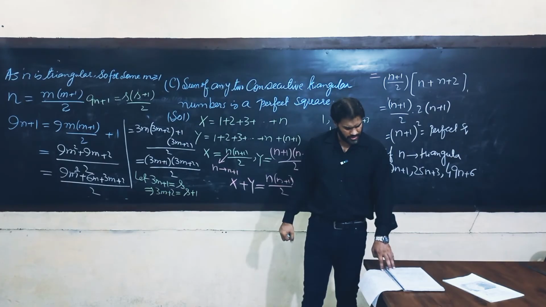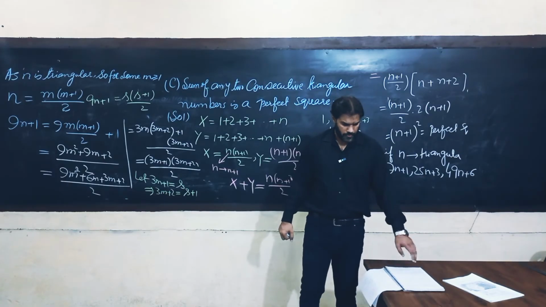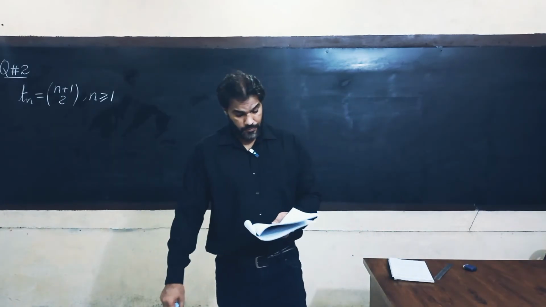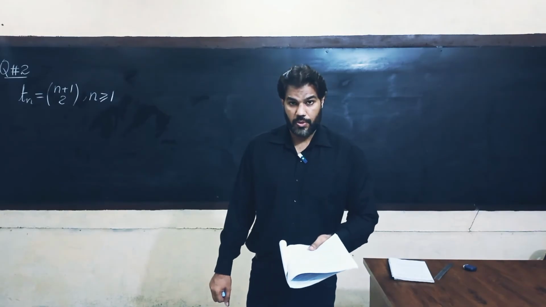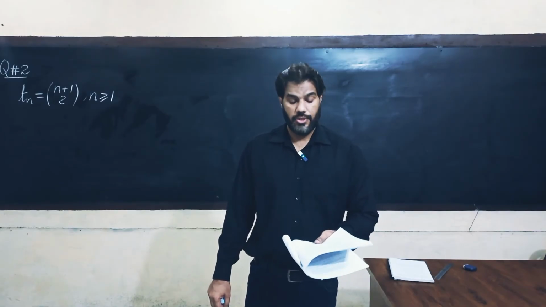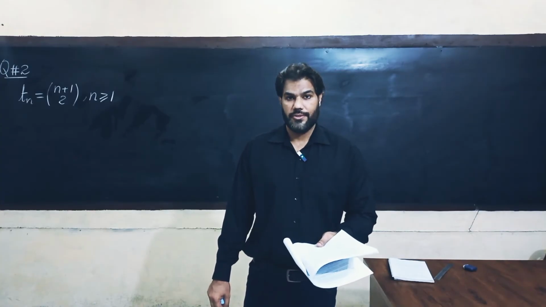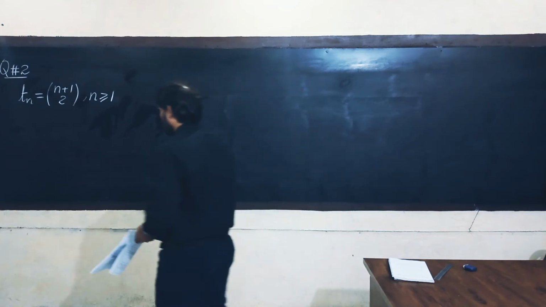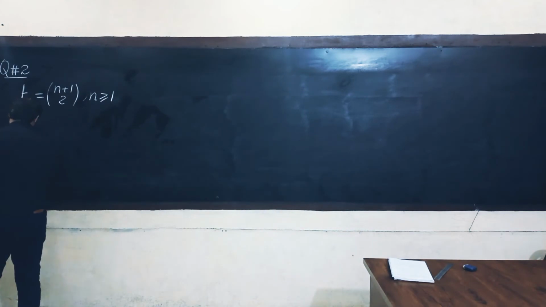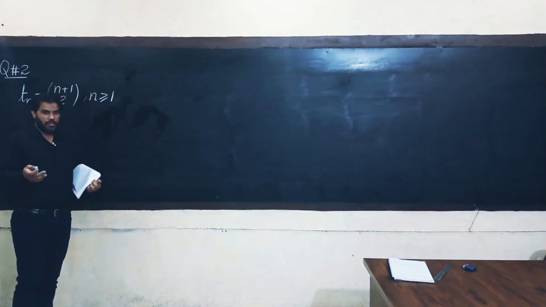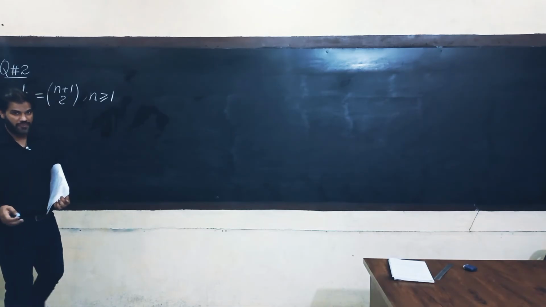Next is also a very interesting and very easy question. Question number 2. The statement of the question is: if Tn denotes the nth triangular number, prove that in terms of binomial coefficient, Tn can be written as n plus 1 combination 2. This is a very easy and simple question, but the purpose of the question is to represent the triangular number in the form of a binomial coefficient.